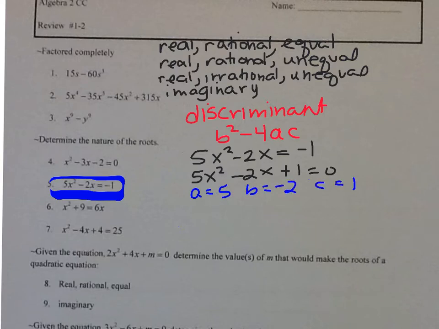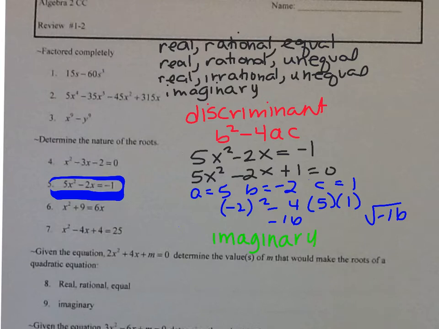So we're going to plug it into the formula. Negative 2 squared minus 4 times 5 times 1. So plug that in the calculator all at one time. The discriminant is negative 16. So think about that. When I have the square root of negative 16, remember, it's coming from the quadratic formula. This is imaginary. When you get a negative under the square root, it's imaginary. Imaginary roots.